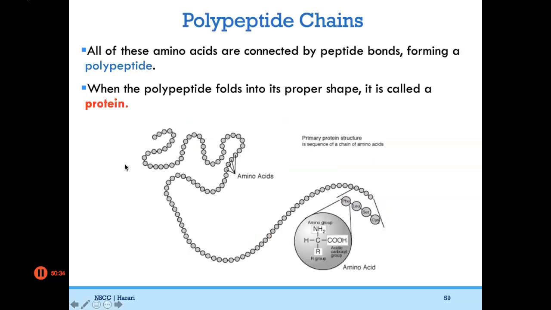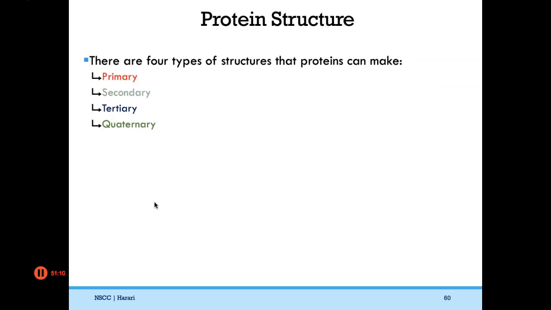So all of these amino acids, each of these is one amino acid here, are connected by peptide bonds, and we call this whole string of amino acids a polypeptide because there are many peptide bonds. Only when this polypeptide folds into its proper shape do we call it a protein. So again, it's not called a protein until it's folded into its proper shape. And that shape is determined by the sequence of amino acids. So we'll talk next about protein structure.